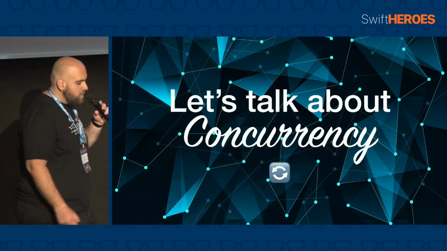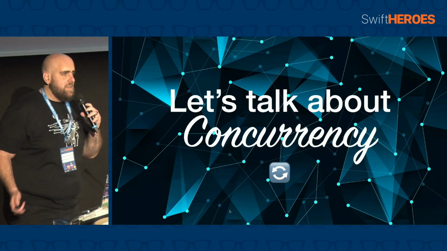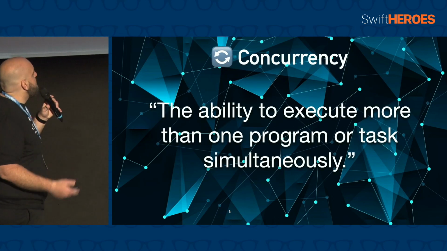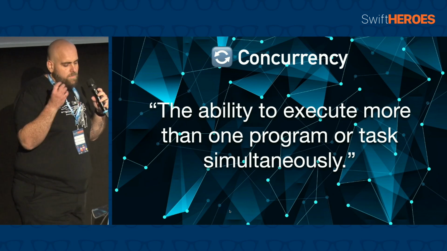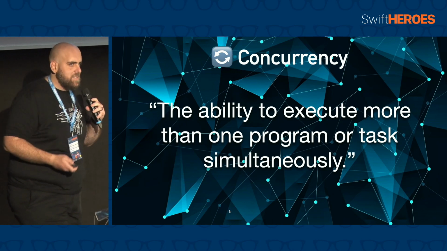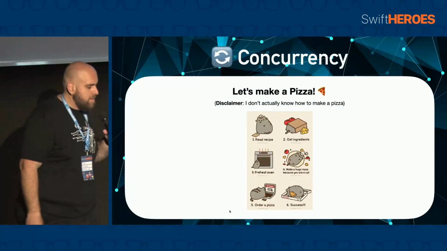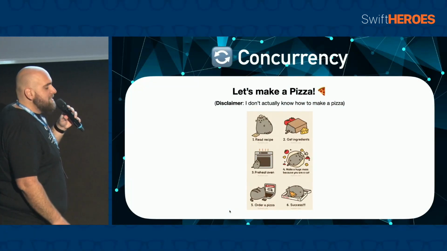So let's get right to it. Let's talk a bit about concurrency. So first of all, what is concurrency? Concurrency is just the ability to execute more than one program or a piece of work simultaneously together with other pieces of work. So let's make a pizza to demonstrate that.